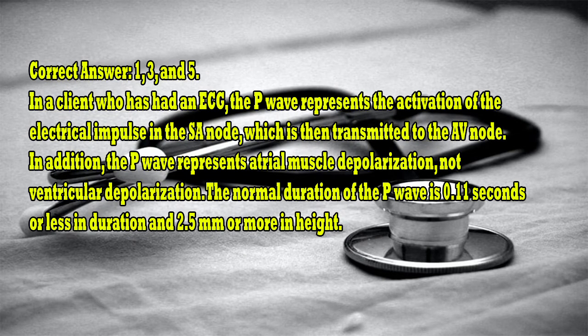Correct answer: 1, 3, and 5. In a client who has had an ECG, the P wave represents the activation of the electrical impulse in the SA node, which is then transmitted to the AV node. In addition, the P wave represents atrial muscle depolarization, not ventricular depolarization. The normal duration of the P wave is 0.11 seconds or less in duration and 2.5 millimeters or more in height.